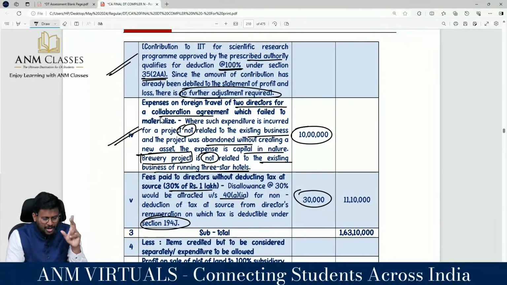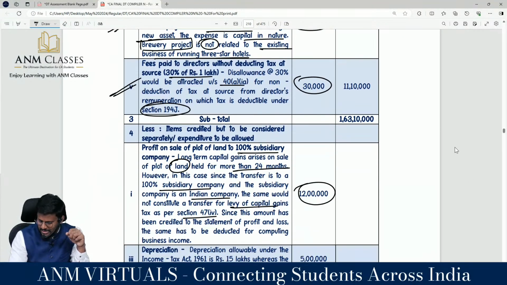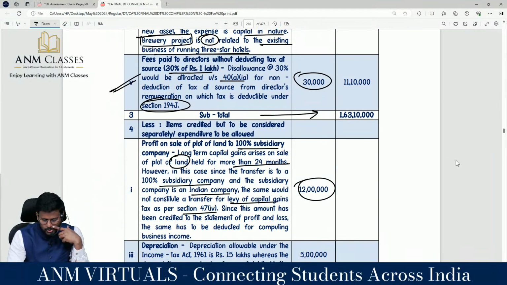Expense on foreign travel of 2 directors for the project. Not connected to this business. 10 lakh should be added back. Fees paid to directors without deducting TDS, 30,000 should be added back. You will get a subtotal of 1,63,10,000.